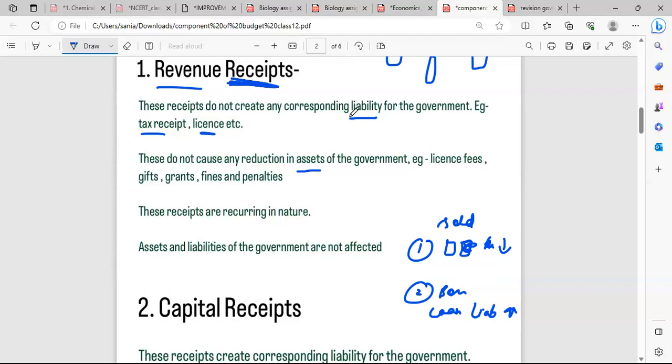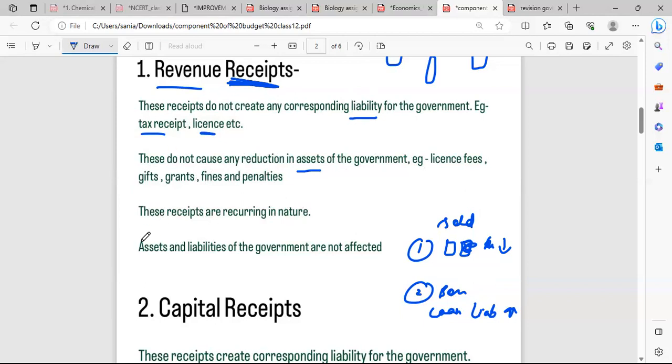Revenue receipts are those receipts which do not create liability on the government. Plus, these do not create any reduction in asset of the government, like licensing fees, gift, grant, fines and penalties, like that. These receipts are recurring in nature. For example, you paid fine to government. Maybe next time you didn't have the driving license with you, right? At that time also you will pay fine. You will not say that, ma'am, no, earlier I paid fine. No, you have to pay the fine, right?